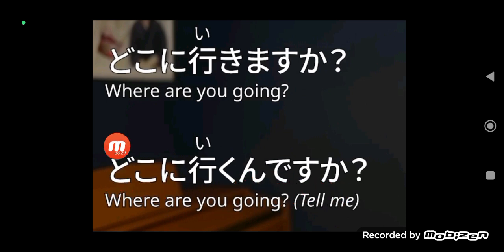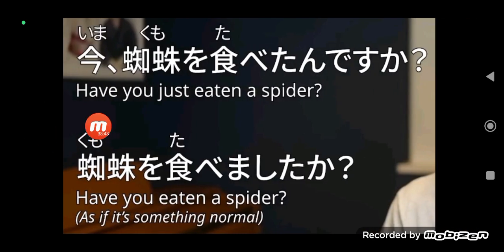So if we just say "doko ni ikimasu ka," there's no air, no nuance of explanation. But if person A asks person B, "doko ni ikun desu ka?", person B is now obliged to tell person A where he or she will be going. Okay. So another example: the n desu ka also gives a feeling of surprise. And if someone is surprised, then person A would like person B to explain.